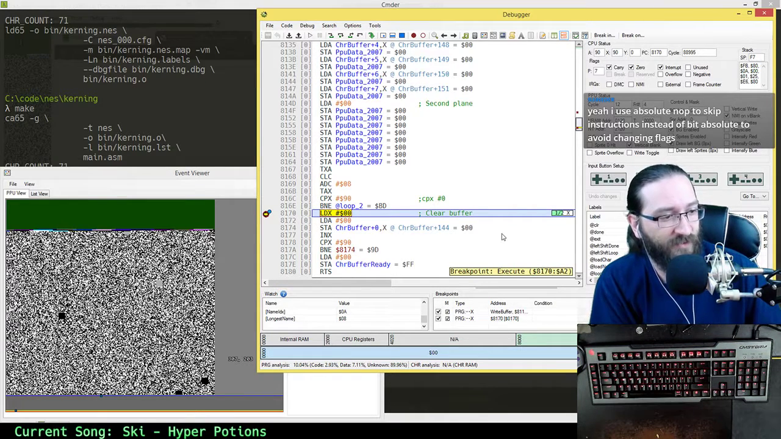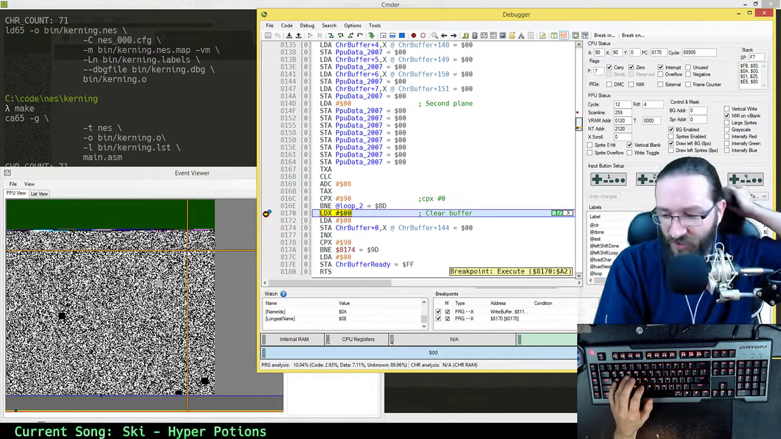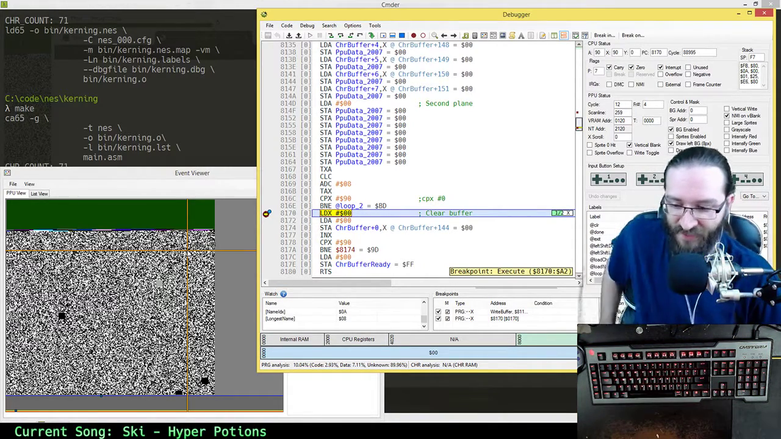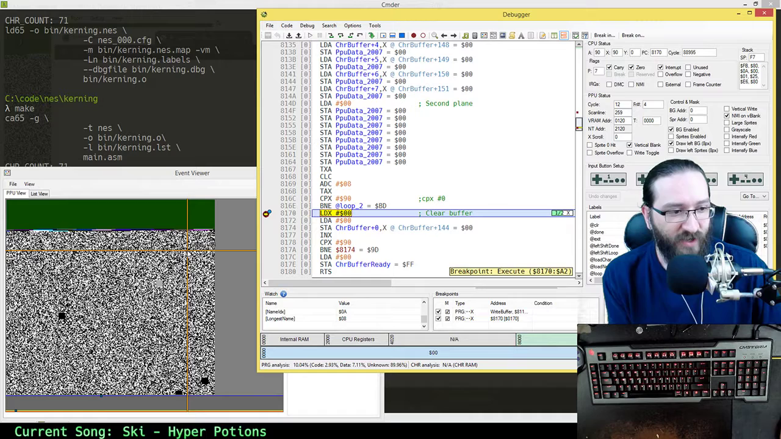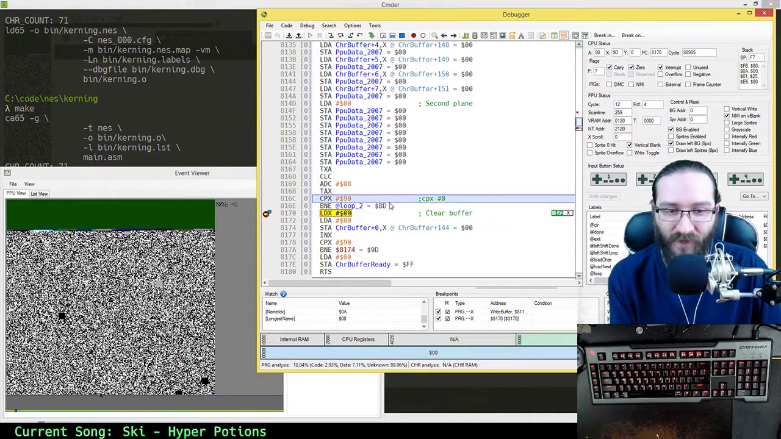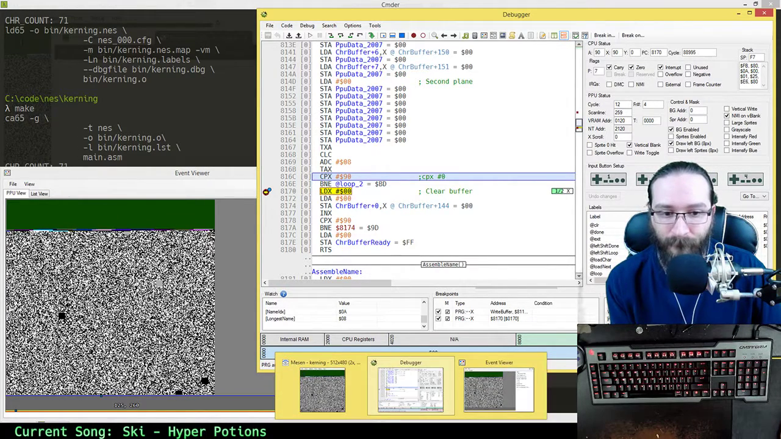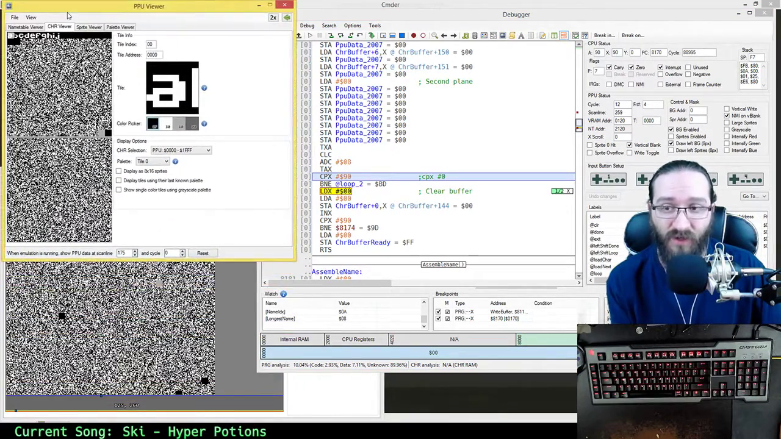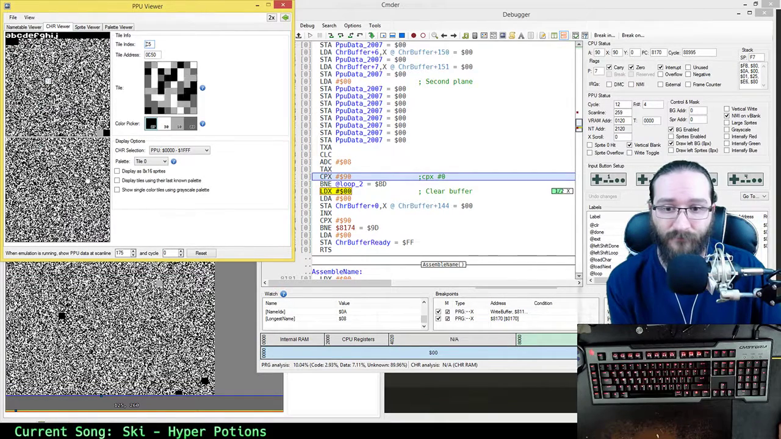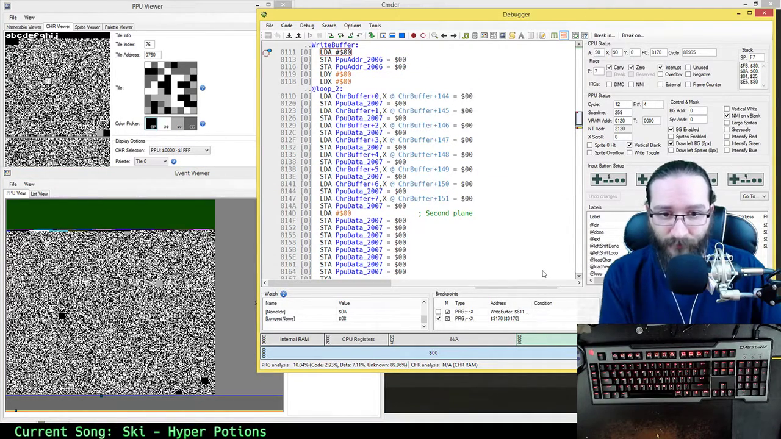I use absolute NOPs to skip instructions instead of BIT absolute to avoid changing flags. Yeah, like that. The illegal instructions are a lot more useful, I think, in patching and ROM hacking, not necessarily in writing something from scratch. But it is useful knowing that they exist and what they do. So that actually wrote everything and fit it all entirely in one vertical blank. Neat.